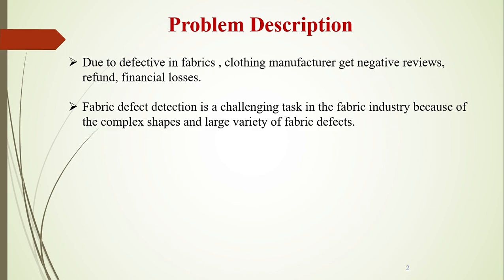Problem description. Let us discuss briefly about the problem which we have addressed. The process of producing fabrics includes a crucial stage called fabric fault detection. The typical approach used in the textile industry to check for fabric defects is human inspection. Humans can only inspect fabrics at just 12 meters per minute. This is very slow and inaccurate. This causes clothing manufacturers to get negative reviews and face financial losses.